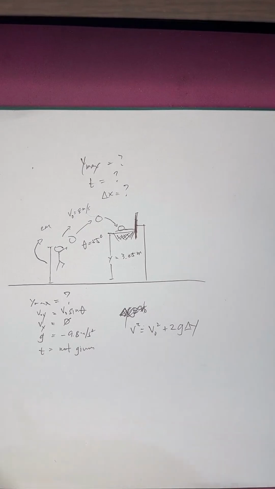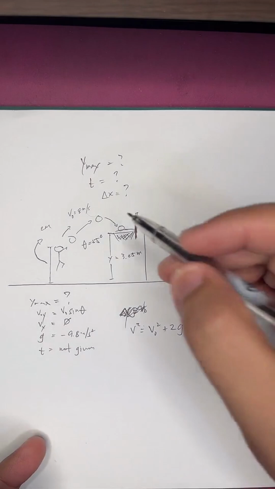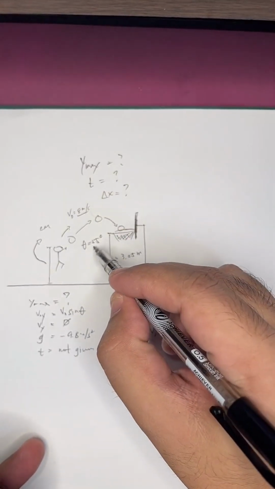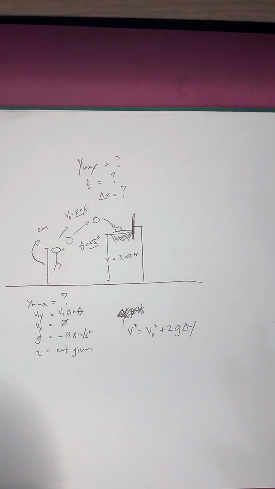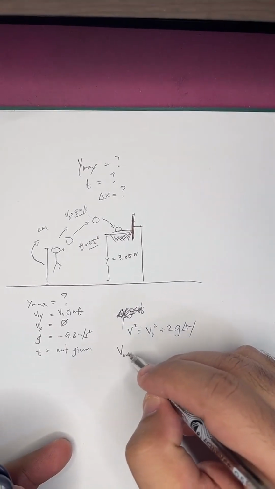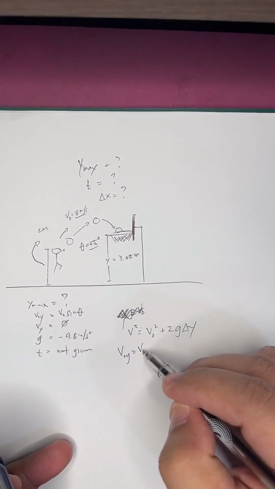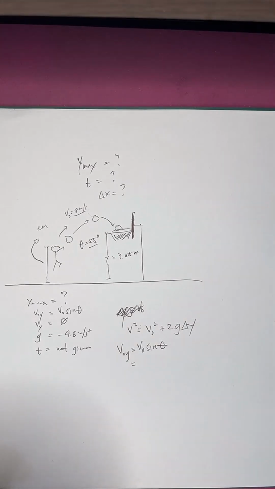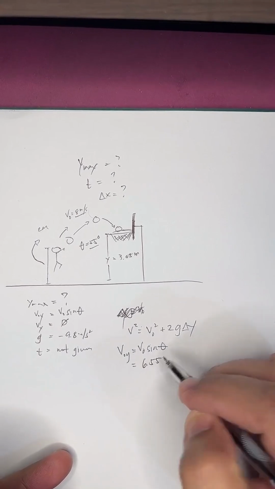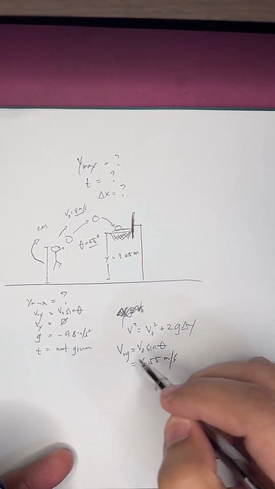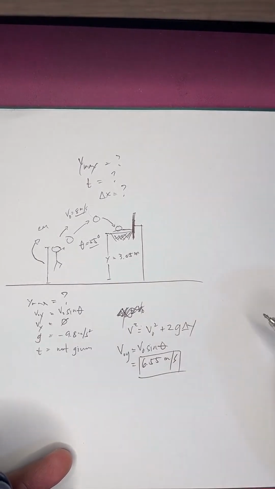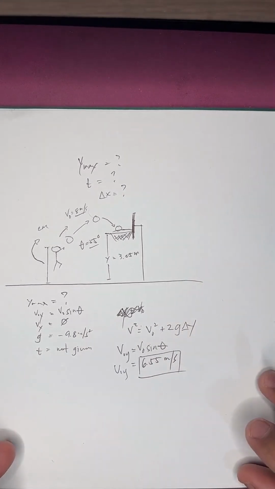First step is to know what was the initial vertical velocity, or v naught y. And we get that by multiplying the initial velocity by the sine of the angle at which the ball was launched. So we have now v naught y equals v naught sine theta, which is 6.55 meters per second. So this is our v naught y. We will be deriving the equation to use.